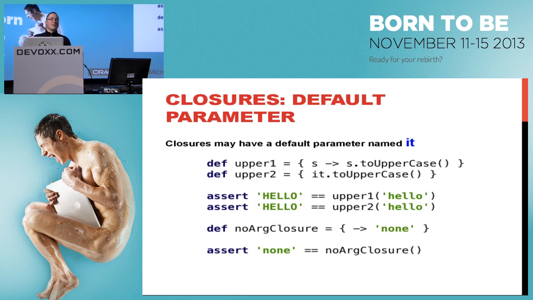If you do not define an argument, and this only works when a closure takes one and only one argument, then you have one supplied to you, and that one is called it. So those 2 closures that you see there are functionally and behaviorally equivalent. If you need to define a function that takes no arguments, then you have to use the other notation. You see there's the arrow, and there are no arguments previous to that.